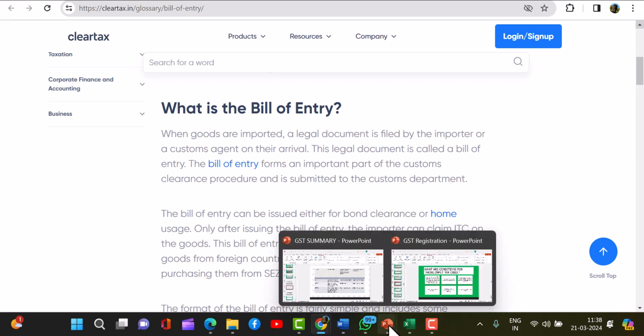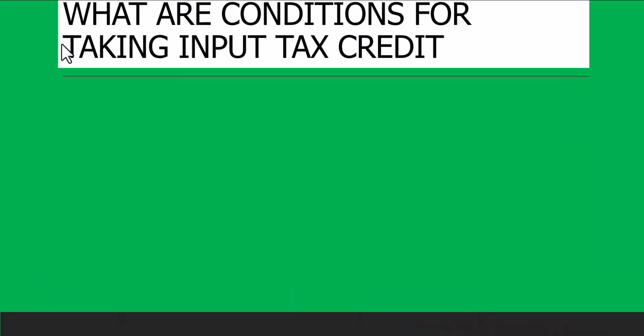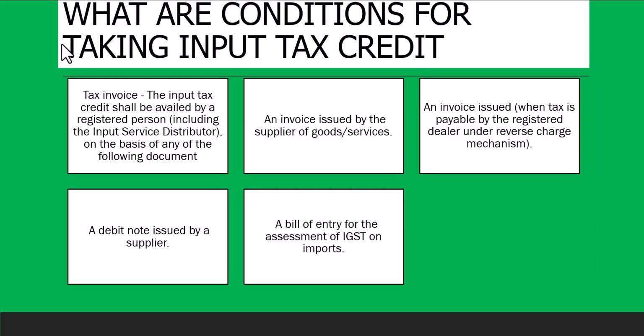Okay, hold on. Now we just go back to this. Now you can go through more about the bill of entry. Of course, you are seeing that a bill of entry can be filed for home consumption as well as for bonded clearance. You can just go through it, and I'll explain that in my next lecture because this is not so relevant for GST. Okay, fine. Okay, next.